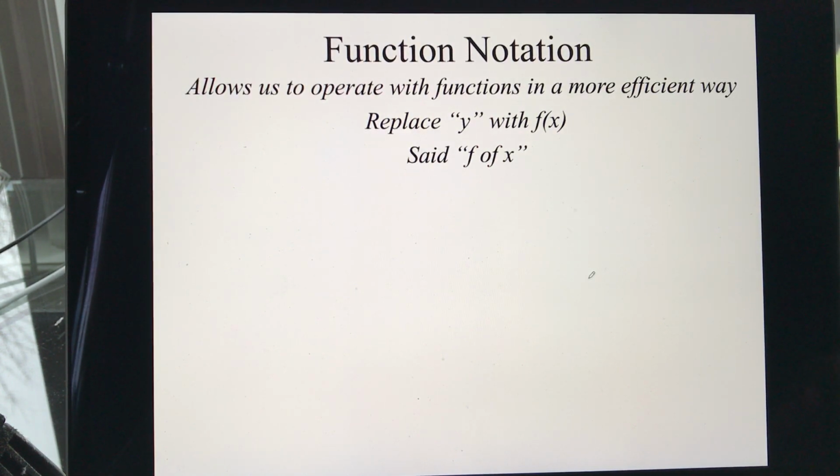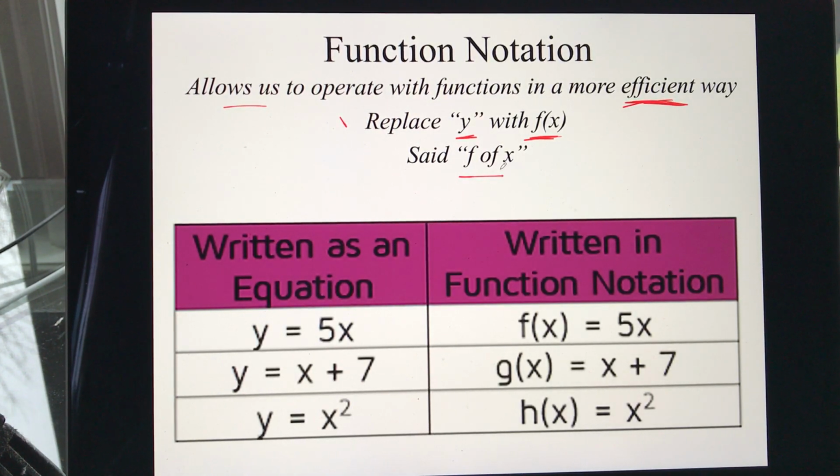Now for function notation, we have to change things a little bit. Function notation allows us to operate with functions in a more efficient way. Really, it's pretty simple. We're just going to replace the y with this structure f of x. So this is what it looks like. Before we had an equation, y equals 5x. Now we're going to have f of x equals 5x. Similar idea: we had a linear equation, y equals x plus 7. And now we're going to have a linear function, g of x equals x plus 7.